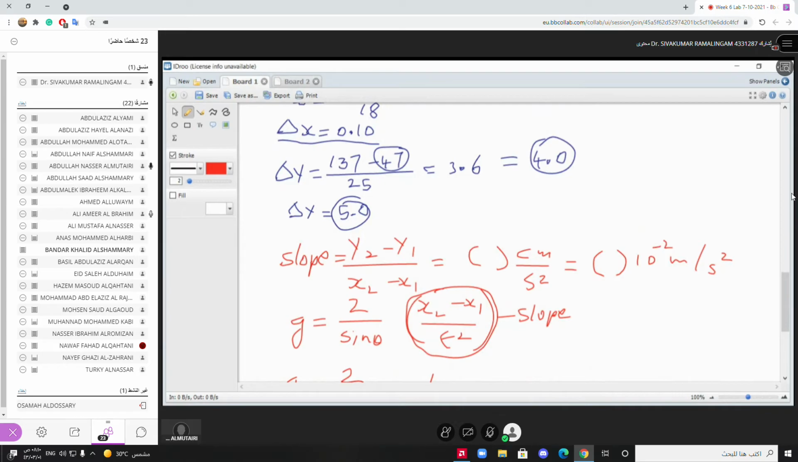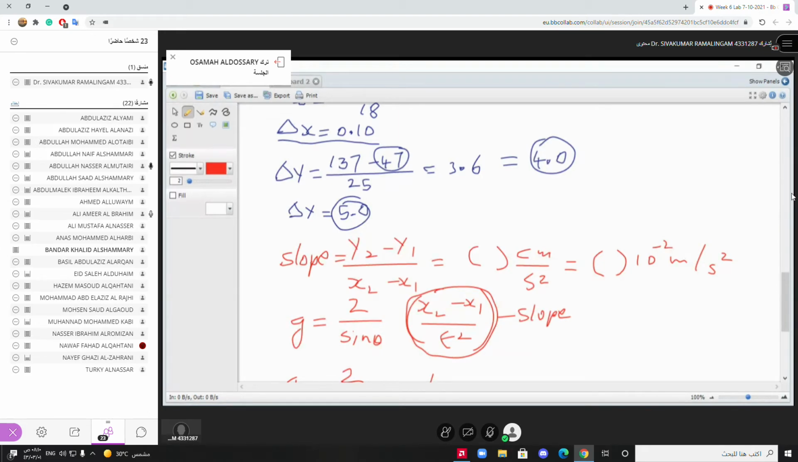Now, doctor, I will write the slope and g in the report, right? Yes. And the blue color in the sheet? No need to write. Okay, thank you.